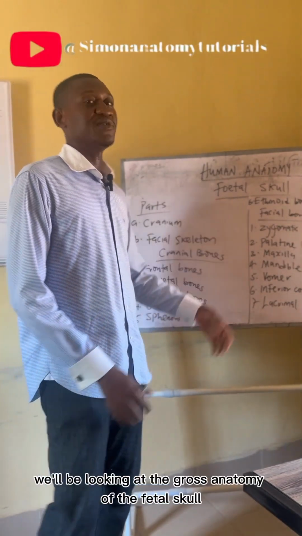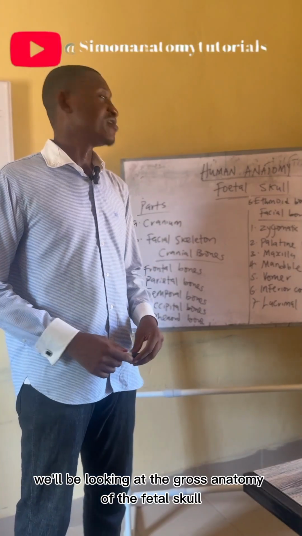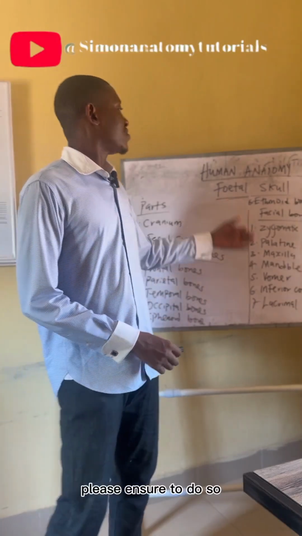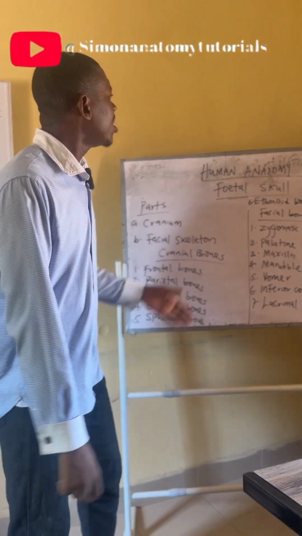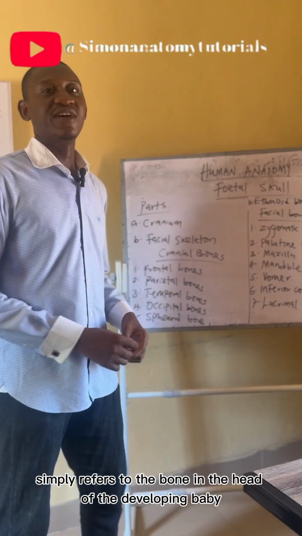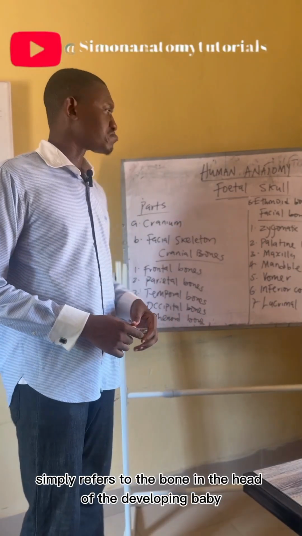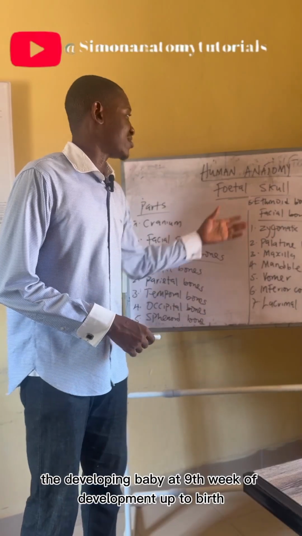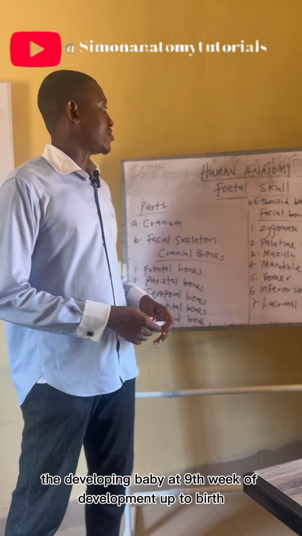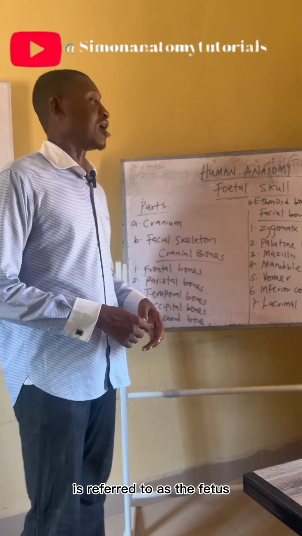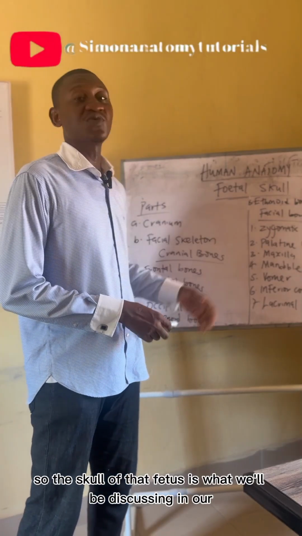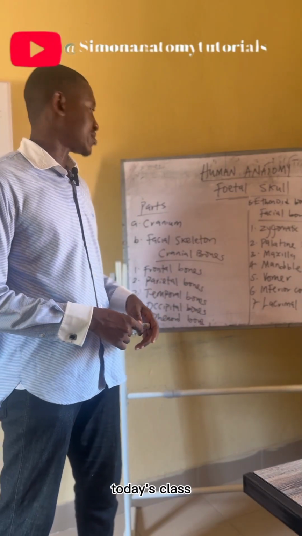In today's class, we'll be looking at the gross anatomy of the fetal skull. If you haven't watched my video on the embryology of the fetal skull, please ensure to do so. The fetal skull simply refers to the bone in the head of the developing baby. The developing baby from the 9th week of development up to birth is referred to as the fetus. So the skull of that fetus is what we'll be discussing in today's class.